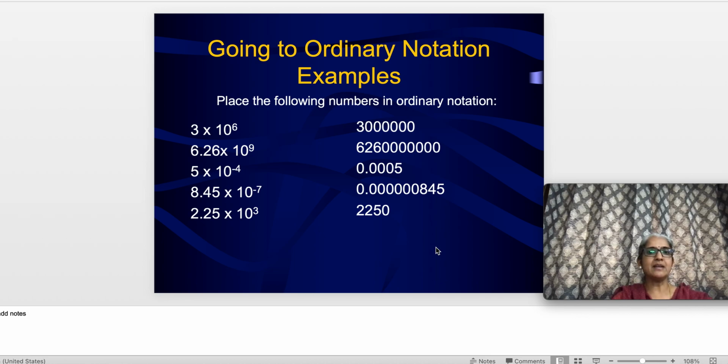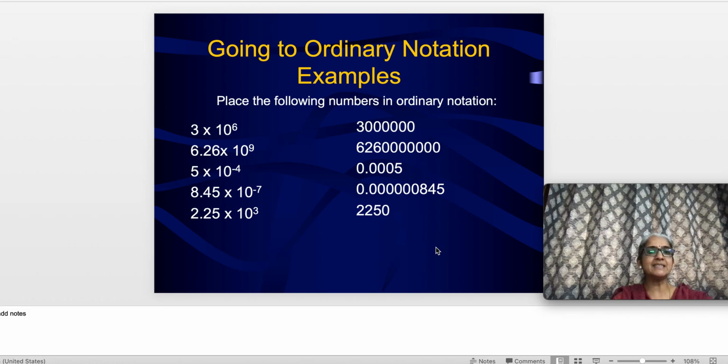6 to 6 again, followed by 7 zeros, correct? Now I am looking at a number between 1 and 10. So I will have to make it 6.26, because 62.6 or 626 are numbers greater than 10. The first digit has to be a number between 1 and 10. So 6.26. If I have to write the number as 6.26, how many place values have I moved to the left? 7 zeros, 6 and 2. So 9 place values have moved to the left, and that's the reason I have written it as times 10 raised to 9.